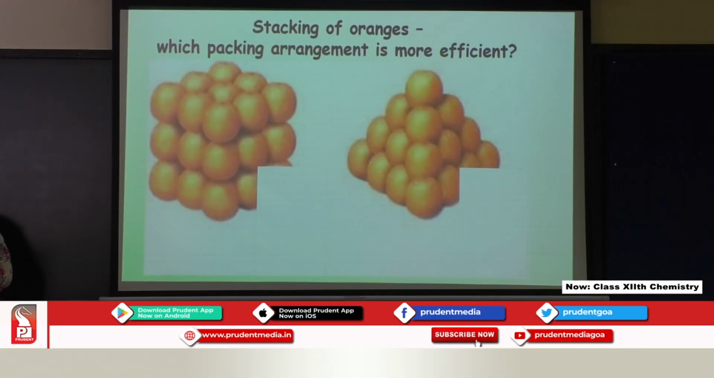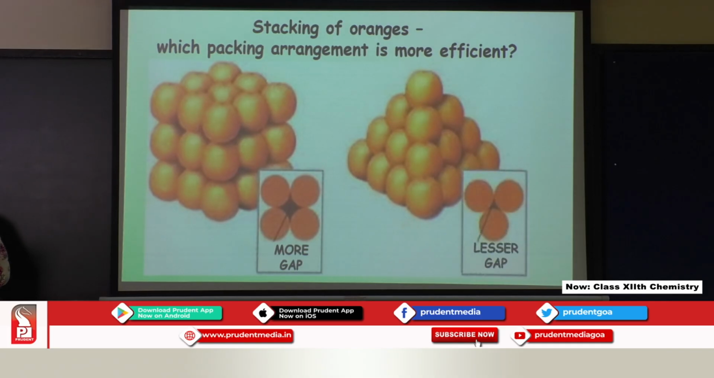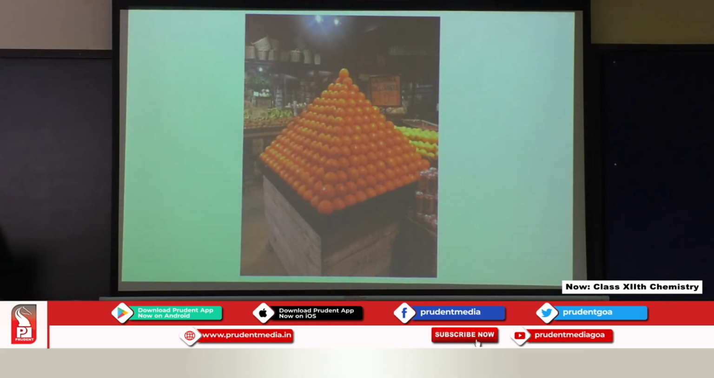If your answer is the one to the right, then yes, the answer is correct, because there is a lesser gap between the oranges in the pile which is shown towards your right. So, the arrangement looks something like this, where the available empty space between the oranges is minimum.